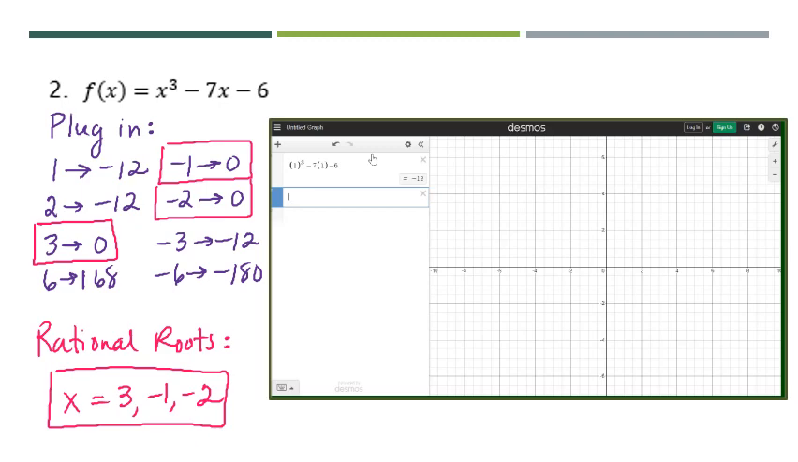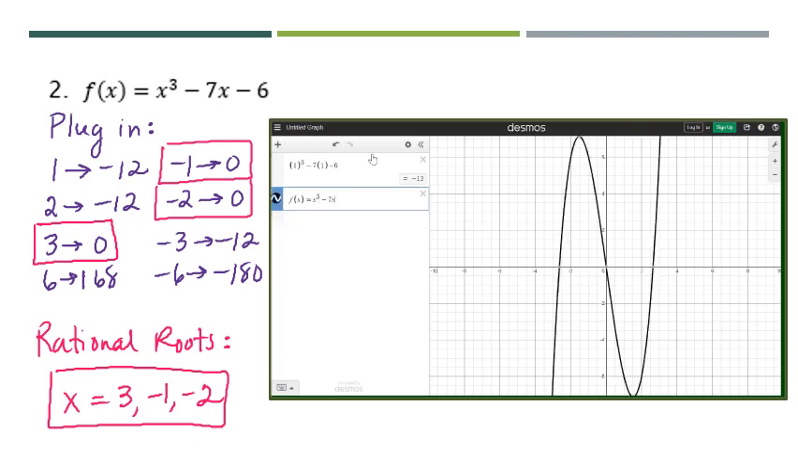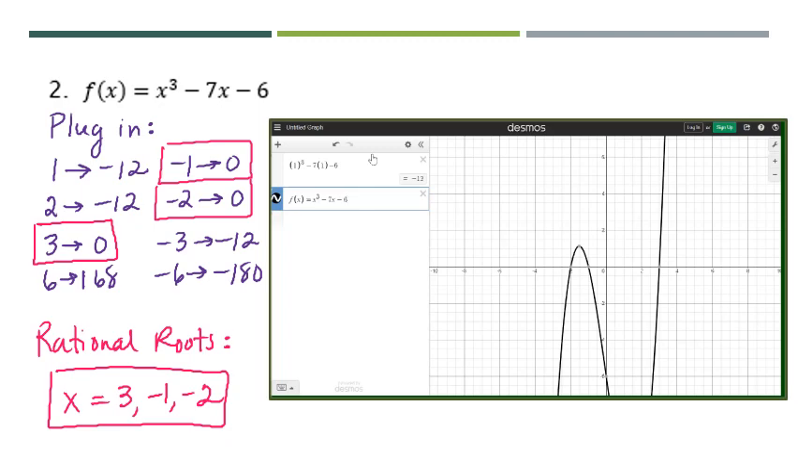So the first thing we have to do is type in the function exactly how you see it typed on this slide. I'm going to type in x cubed minus 7x minus 6, and you can see that in black it has graphed the function, so you can see that that's a cubic function. And then I'm going to press enter to go down to my next thing here.